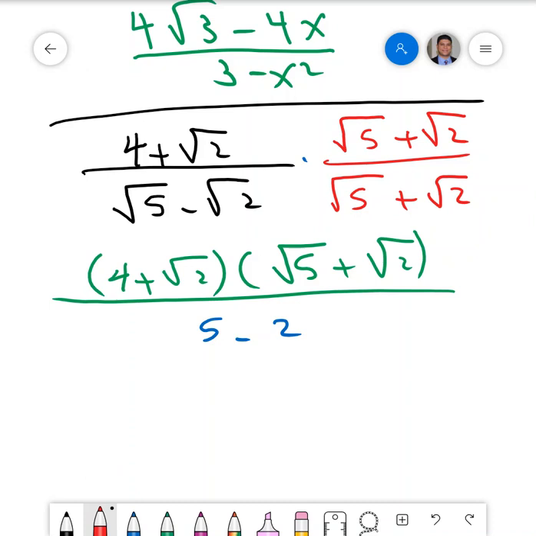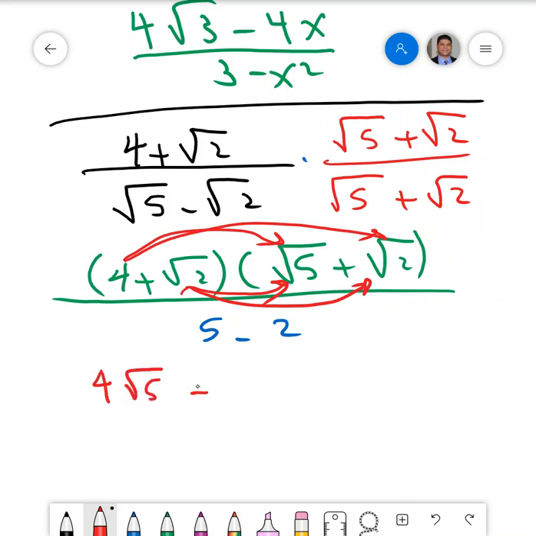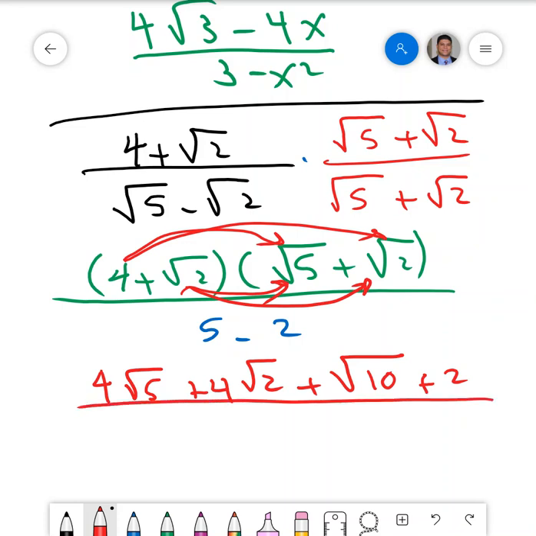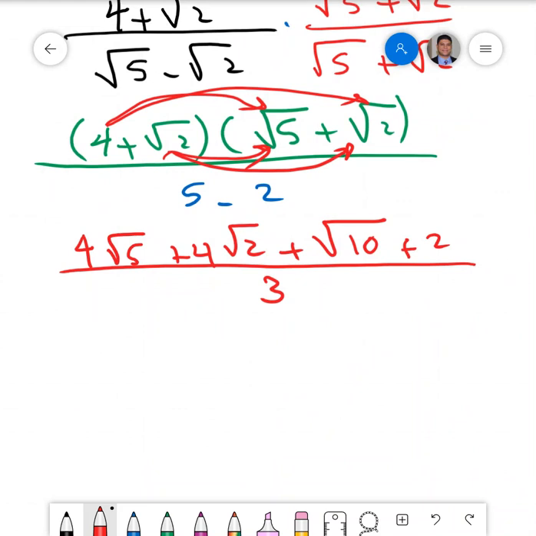And now we have binomial expression times binomial expression, so we can use distributive: multiply first term by the second expression, multiply second term by the second expression, so it will be 4 radical 5 plus 4 radical 2 plus radical 2 times radical 5 is radical 10, radical 2 times radical 2 is 2, all over 3. So we can keep it like this because we don't have any like terms.